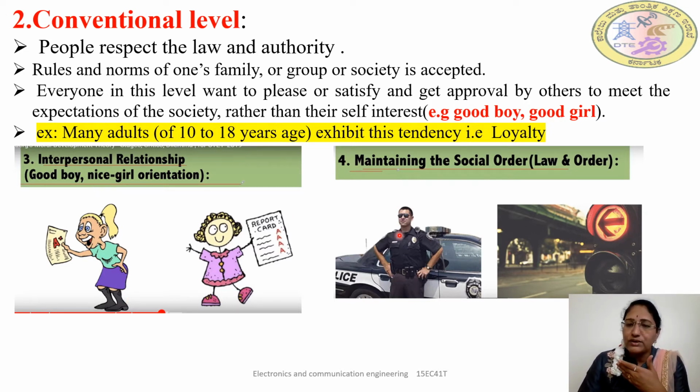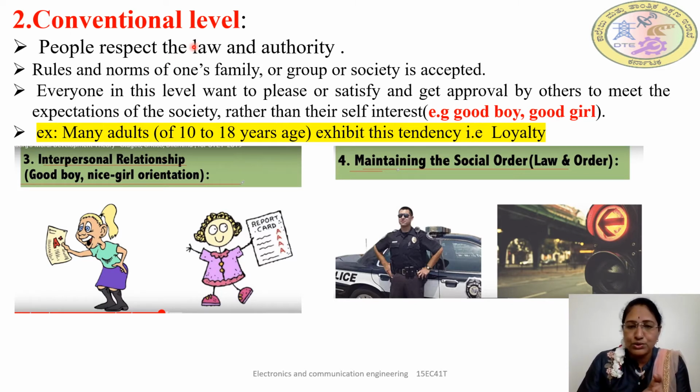The fourth stage in this level is maintaining the social order, that is law and order. Along with this, they will always follow the social order. Social order means police rules and regulations, whether it is following them or following traffic rules. So all these will be strictly followed by the people at this age. So this age level, thinking level, is known as the conventional level.